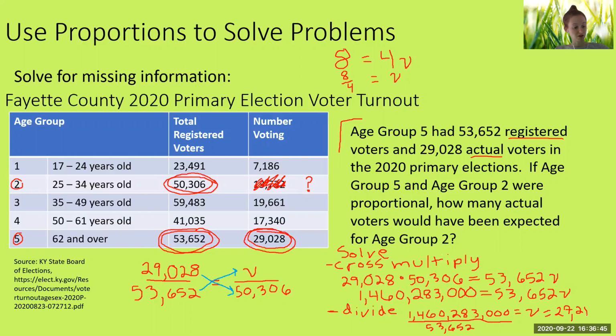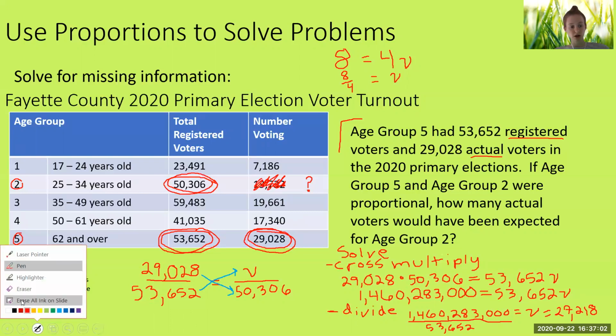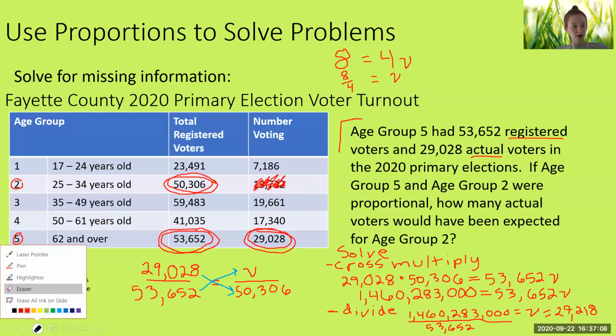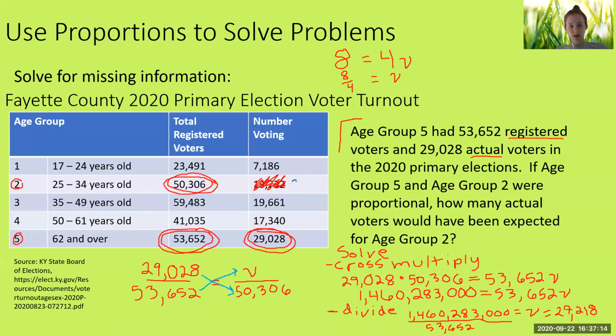So we don't really want parts of people here, right? We want the whole person. 27,218. I'm going to round that to. So that is our missing number V. So if these two age groups were proportional in their voter turnout, we would have expected these 25 to 34-year-olds, we would have expected to see 27,218 of them vote if those two age groups were voting at the same rate.